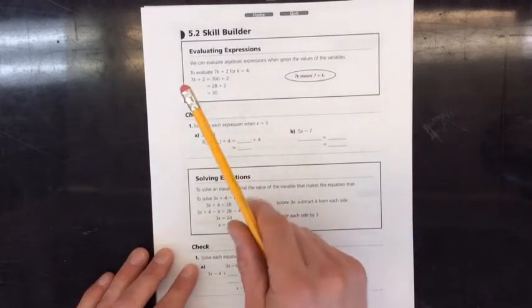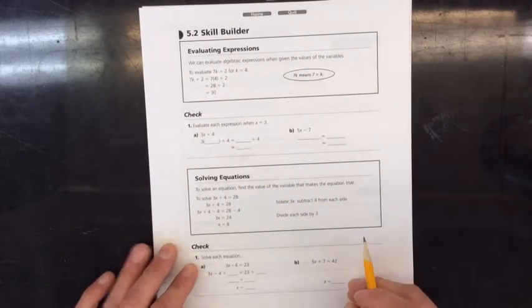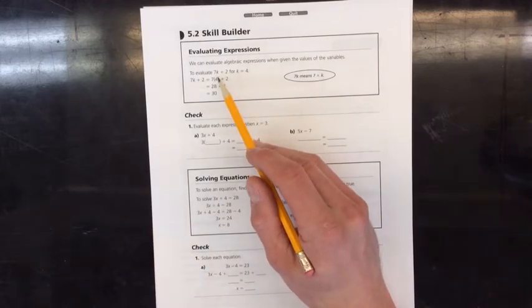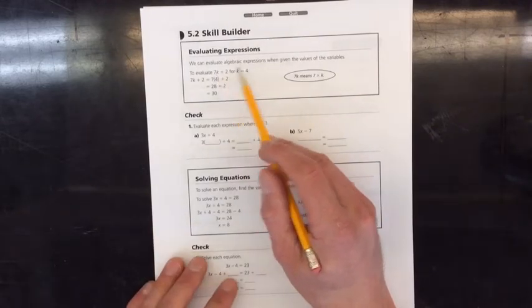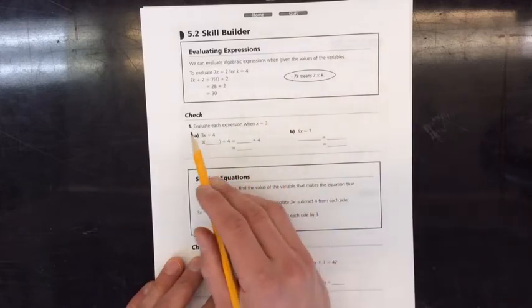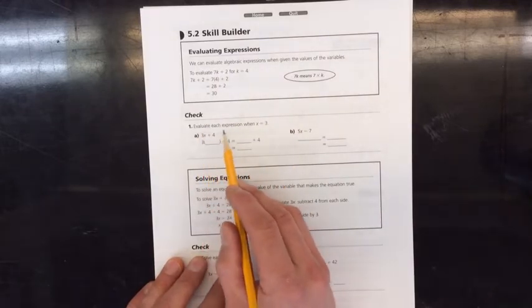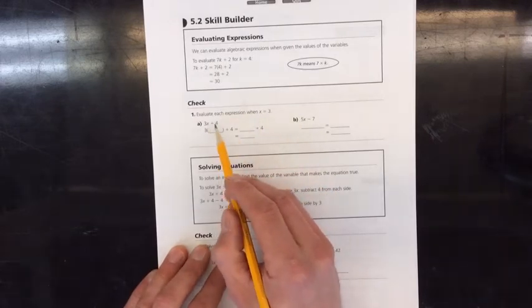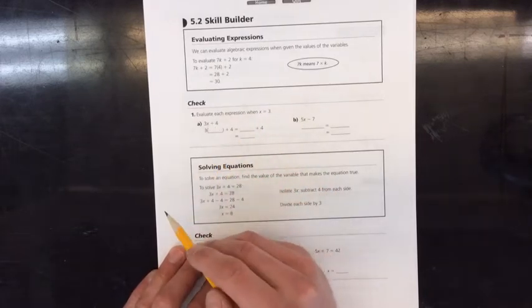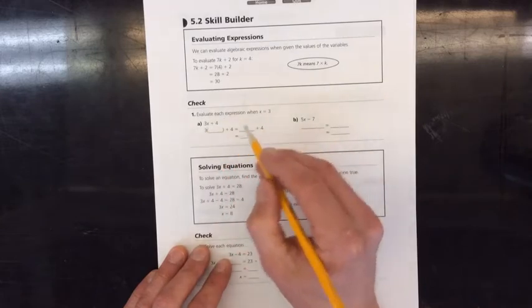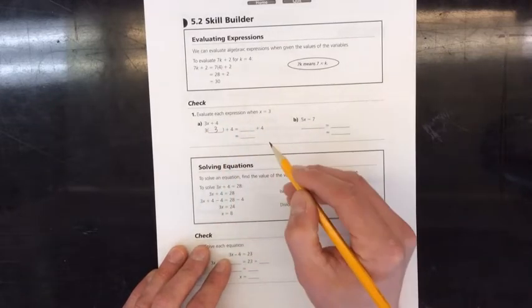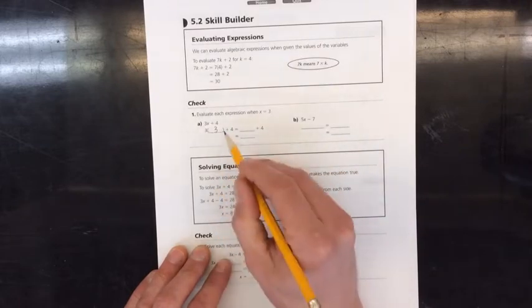So the first thing we want to look at is evaluating algebraic expressions, and this is just substituting a number in for the variable. You can look through this example. I'm going to do 1a. It says to evaluate each expression when x is equal to 3. And then they give me the expression 3x plus 4. So if x is going to be 3, I'll put in 3 for x in brackets. And this means 3 times 3 plus 4.